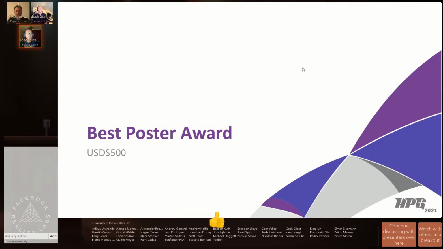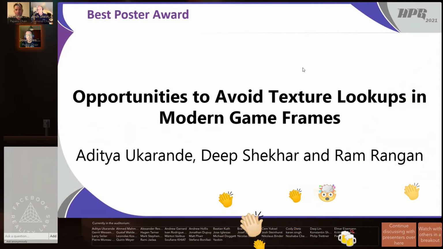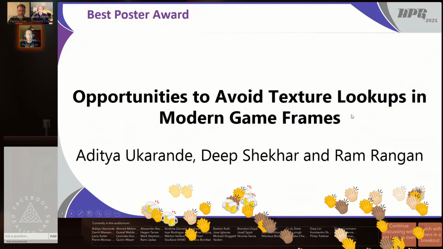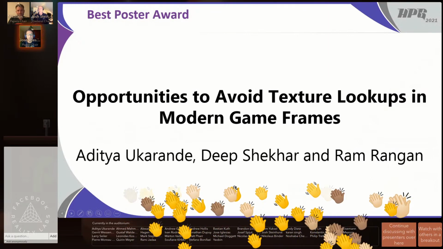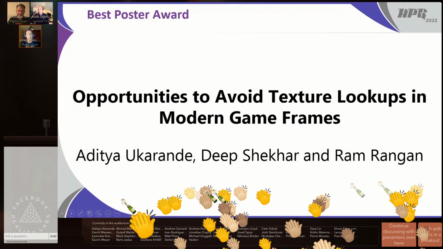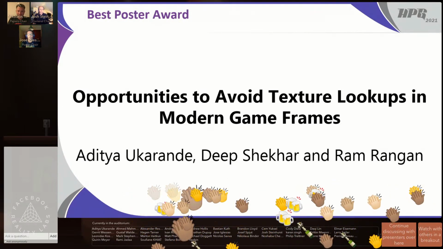Hi, this is Jose, the poster chair. We have a Best Poster Award. The cash prize is $500 US. And so the Best Poster Award goes to Opportunities to Avoid Texture Lookups in Modern Game Frames by Aditya Ukarande, Deep Shekhar, and Ram Rangan. Thank you. Congratulations.